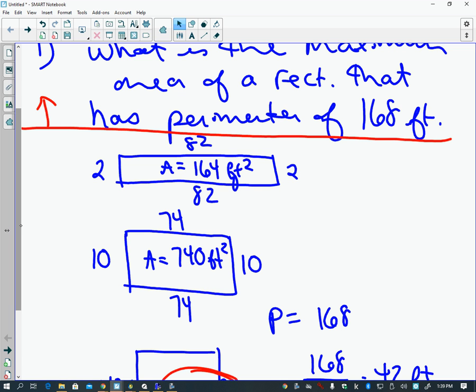We would get 164. 164 divided by 2 to get the length, we'd get 82 and 82. We would find that we get an area of 164 square feet, okay?